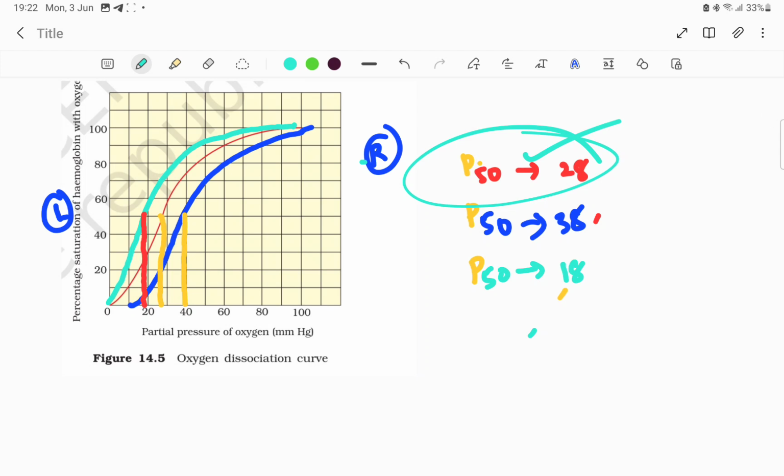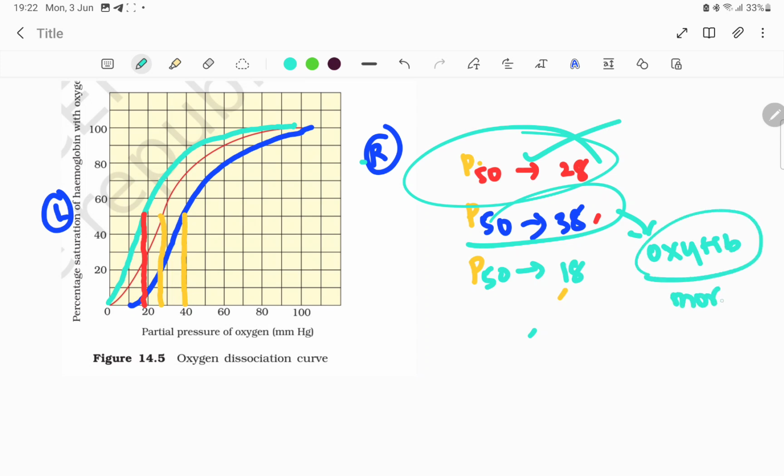So the left side curve is more efficient here than the original red curve, and the original red curve than the blue curve. Now I hope you all understood the left and right side shift of the ODC curve. So I said this point right. On the blue curve, the formation of oxyhemoglobin is more difficult. What about the left side shift? In left side shift, the oxyhemoglobin, that is HbO2, formation is way easier. So that is the left side and right side shift of the curve.